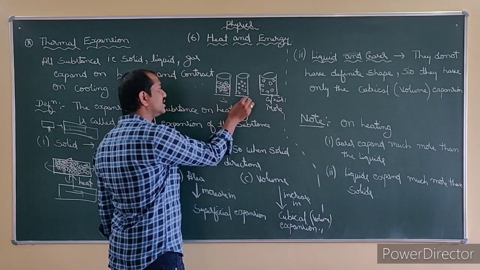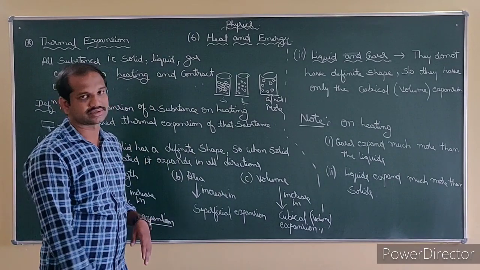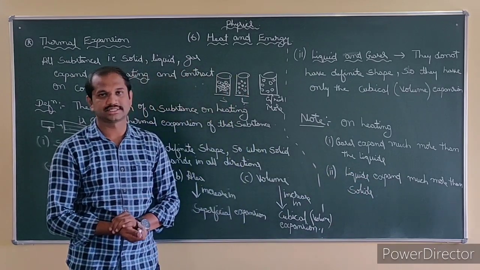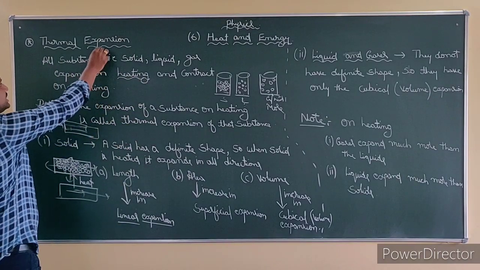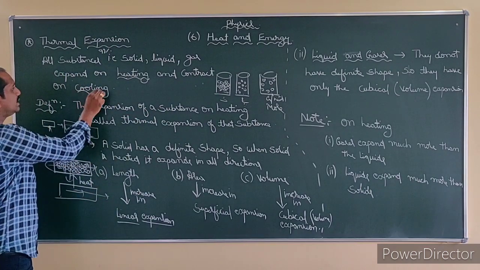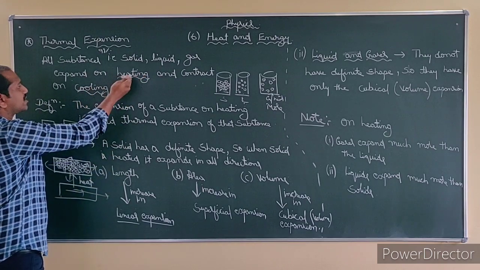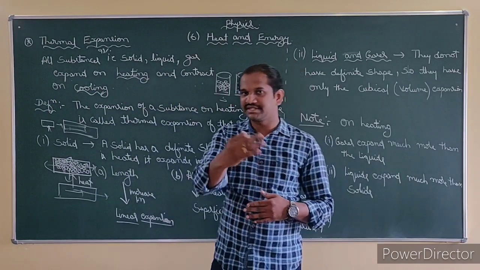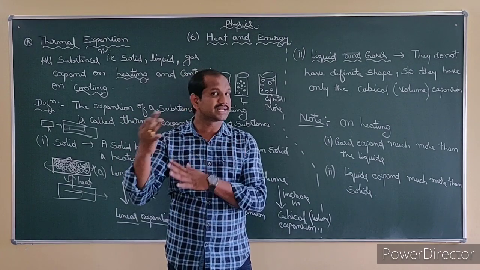When you compare liquid and solid, liquid has more cubical expansion, that is volume expansion. So this is very, very important. So liquids expand much more than solids. And as I told you before, not all substances, maximum 99% will expand on heating and contract on cooling. But there are some which contract on heating and expand on cooling. So what are those? We will study now in the concept of anomalous expansion.